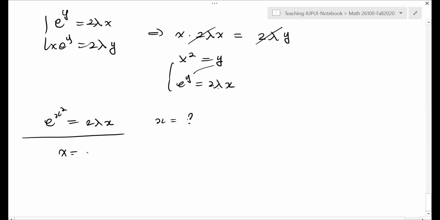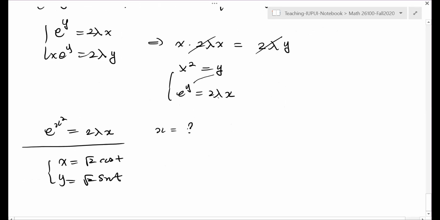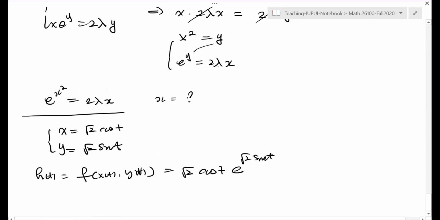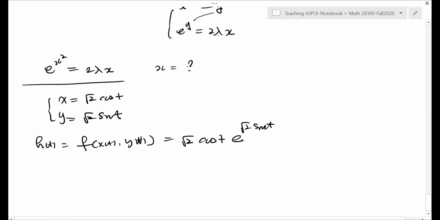So you let x be square root 2 cosine t, y equals square root 2 sine t, okay? Because this is on the circle, the function restricted to the circle is going to be f of x of t, y of t. So it's going to be square root 2 cosine t times e to the y, okay? So this is a periodic function.